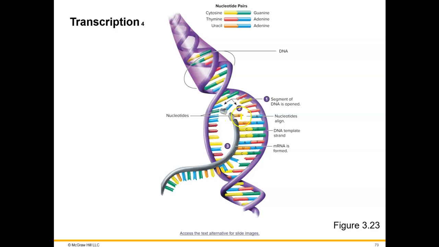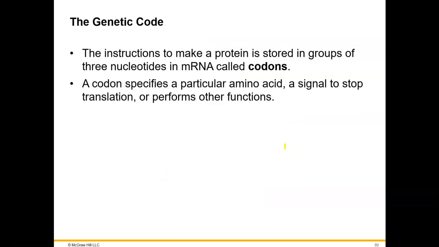All right, so A is going to complementary pair with a U. A is going to pair with U, G is going to pair with C. T will pair with A, A will pair with U, G will pair with C. That's how it works. So A's pair with T's unless it's RNA, then A's pair with U's. And then C's pair with G's always.